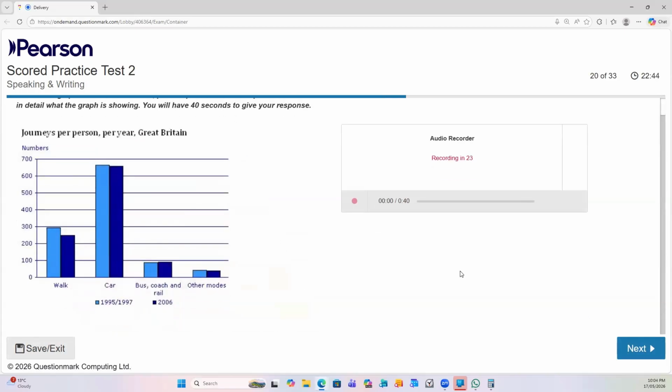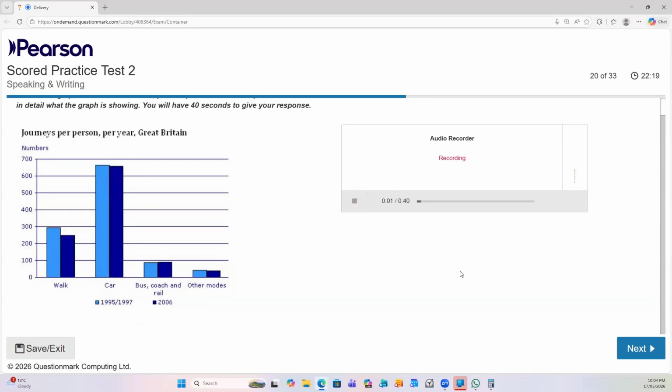The bar chart provides information about journeys per person per year, Great Britain. X-axis shows the journey, y-axis shows the numbers 0 to 700. The range is between 0 to 700. Highest was 1997, by car, more than 600, lowest other modes.